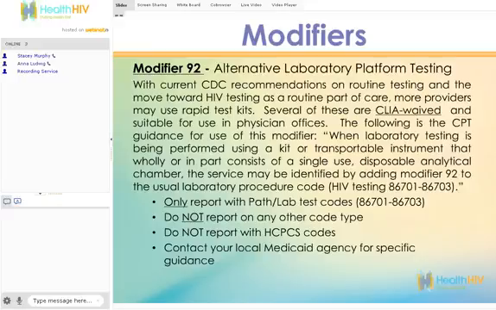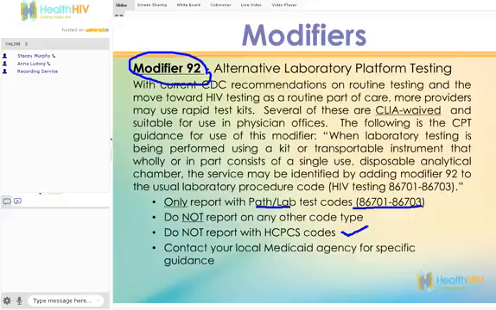This modifier is only reported on path lab codes. So here's the range of all the codes in terms of this particular modifier. This modifier should not be reported on any other code types. So if you were on the evaluation and management webinar last week, this modifier would never be reported on E&M codes. Typically, this modifier is not reported on HCPCS codes, but again, you have to check with your local Medicaid state agencies because they may tell you to report this modifier on HCPCS codes.